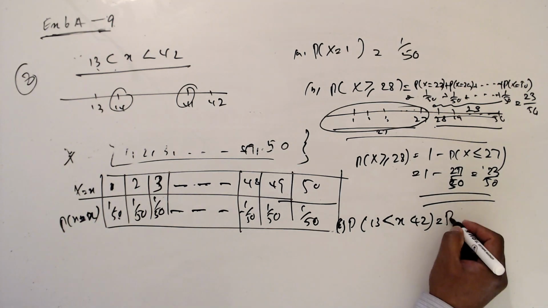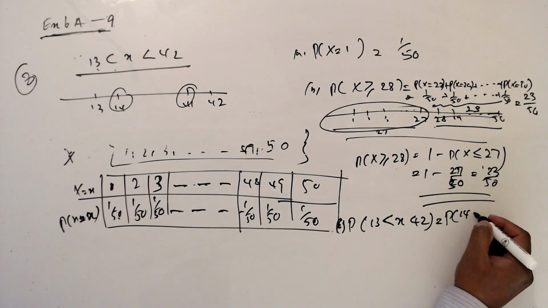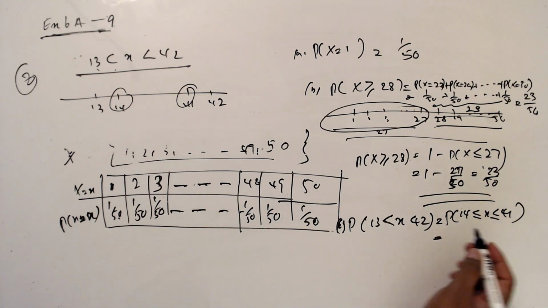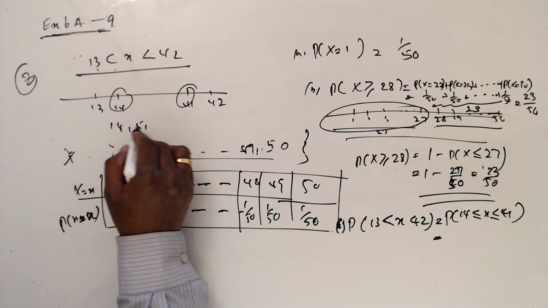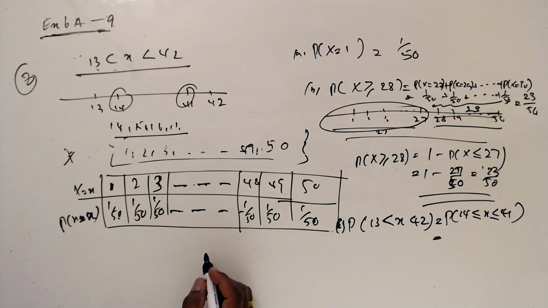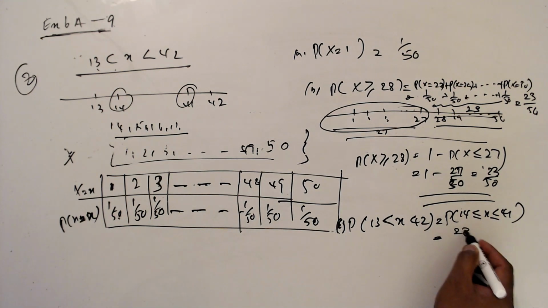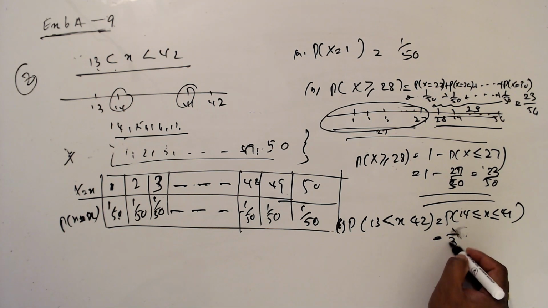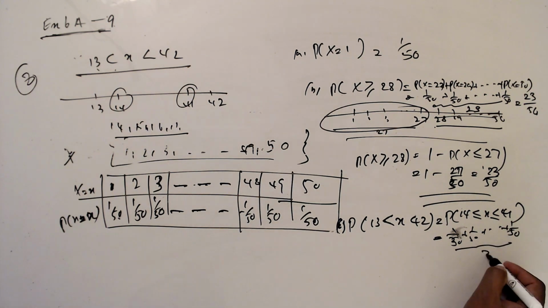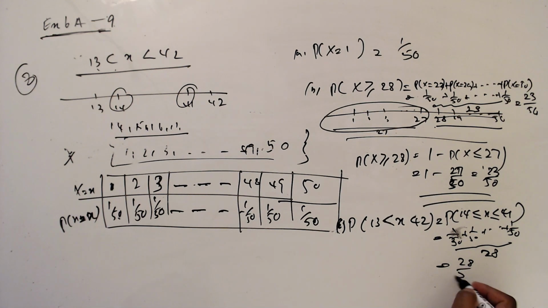It means the probability of 14 less than or equal to X less than or equal to 41. So how many numbers? You can count 14, 15, 16, 17, likewise, or you can use different techniques. So there are 28 numbers. So it's going to be 1 over 50 plus 1 over 50, like this, 28 times. That is 28 out of 50, that is 14 out of 25.